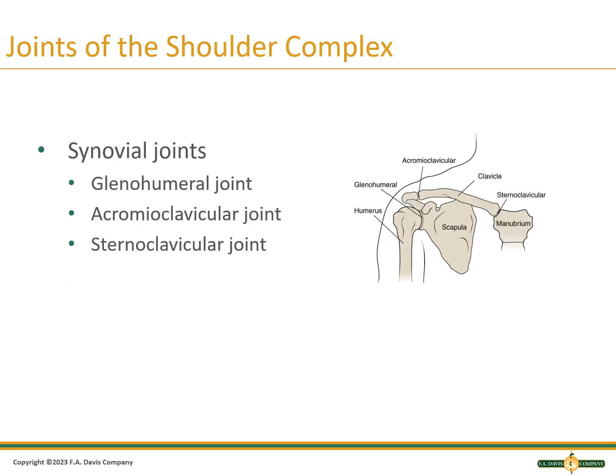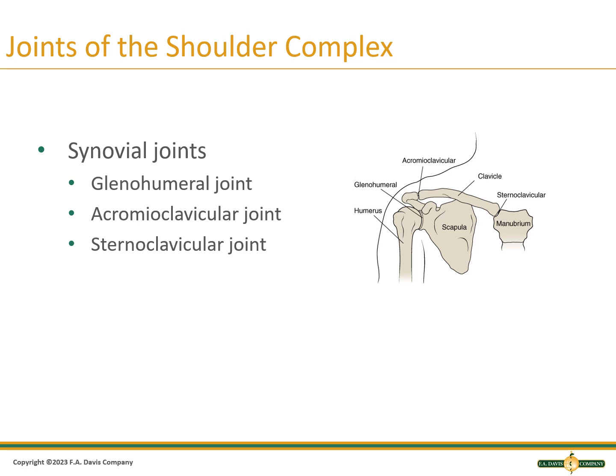So we know that our shoulder complex is made up of our shoulder girdle and our glenohumeral joint. And these are all synovial joints. So we have our glenohumeral joint, and then our shoulder girdle has our acromioclavicular joint and our sternoclavicular joint. And we know each of these articulations are between the bones that they're named for.